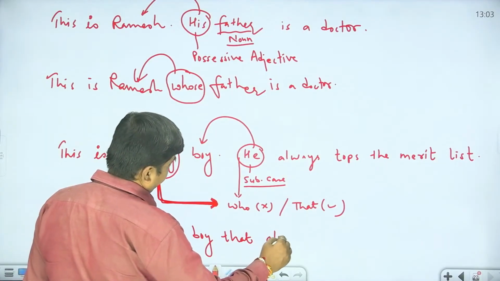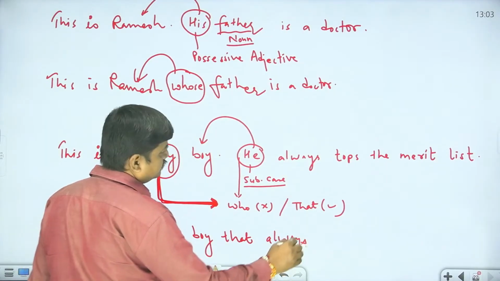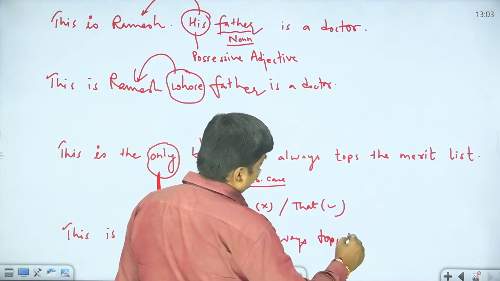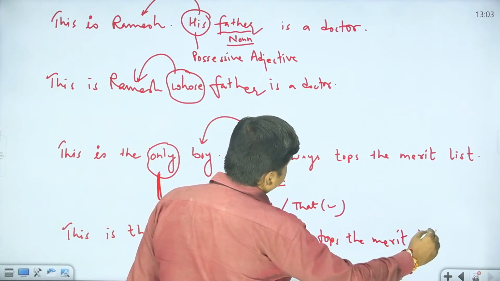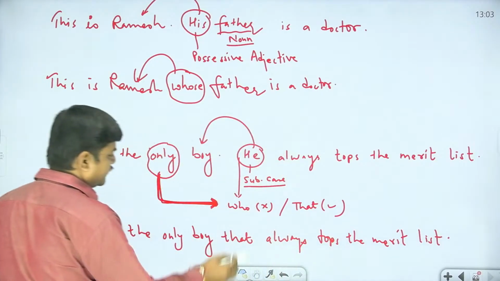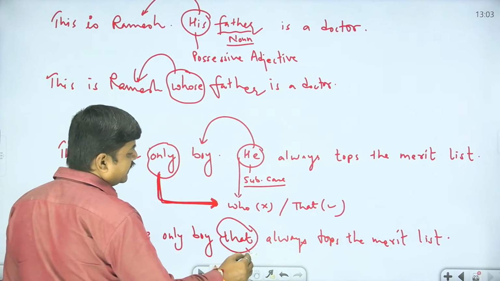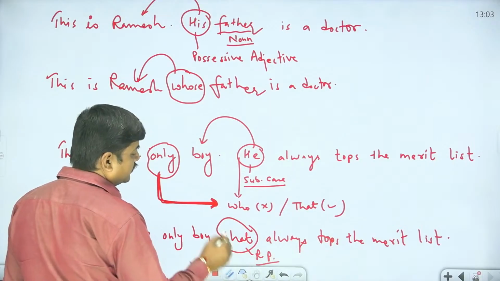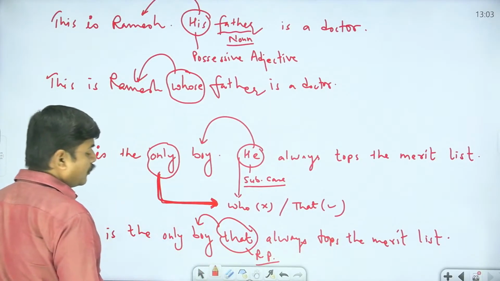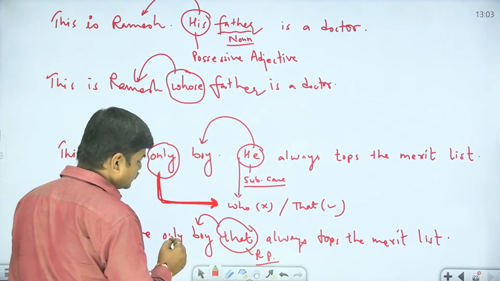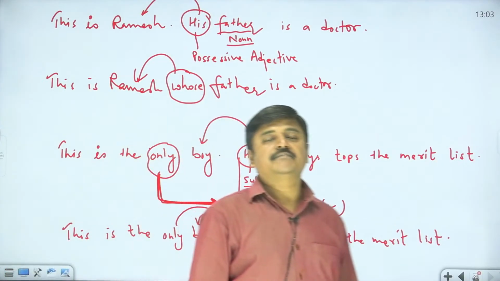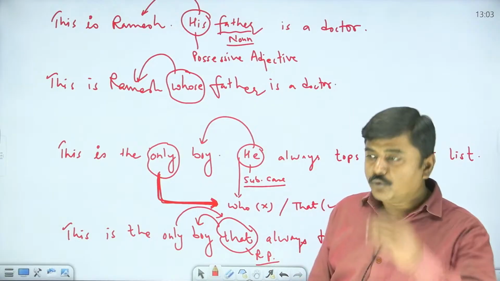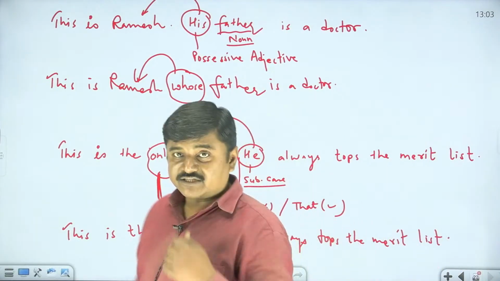that always tops the merit list. And here that is working as a relative pronoun. This is very important, and that is used because of only. We cannot use who in this place. Hope you can understand this lecture very clearly.